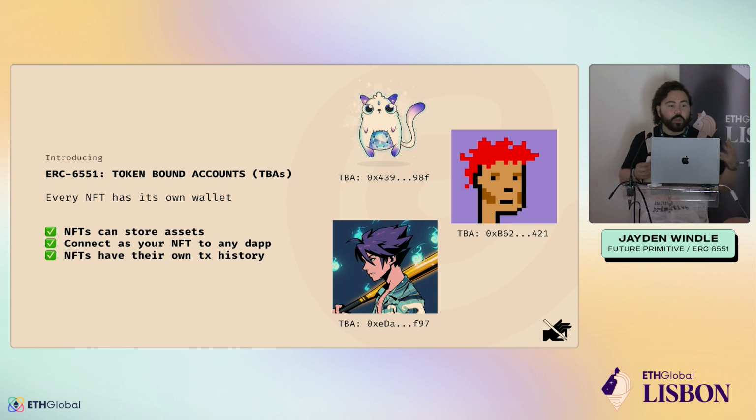ERC 6551, or the token-bound account standard, is a proposal that gives every single NFT a wallet, and not just new NFTs that you build. Every NFT that's ever existed on any EVM-compatible chain has a wallet now that it can start using today. And you can see up here, these are real wallets, real token-bound accounts for these NFTs on Ethereum. So now every NFT is a wallet. NFTs can do crazy things like own any kind of asset because it's just a wallet. Your NFTs can connect to dApps. You can trade your favorite meme coin on Uniswap using your NFT rather than using your wallet. Your NFT has that same ability that used to be only something wallets could do. And NFTs can have their own transaction history. With their own wallet, they can generate their own history outside of the history that your wallet creates.